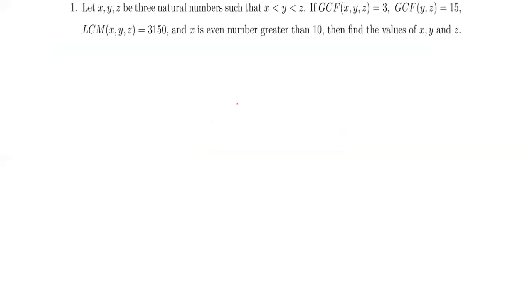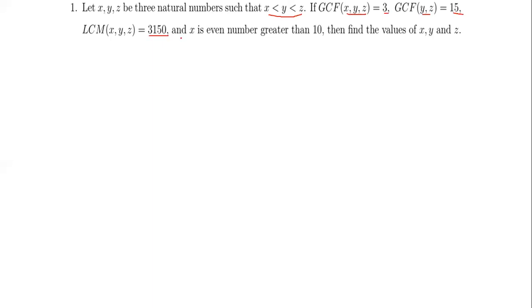Okay, the first question, question number 1: let x, y, z be three natural numbers such that x is less than y, y less than z. If the greatest common factor of x, y and z is 3, the greatest common factor of the next two natural numbers y and z is 15, and the LCM of these three natural numbers is given to be 3150.